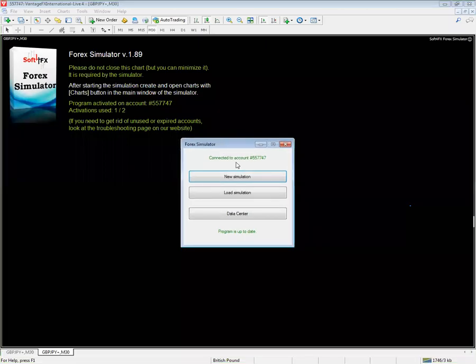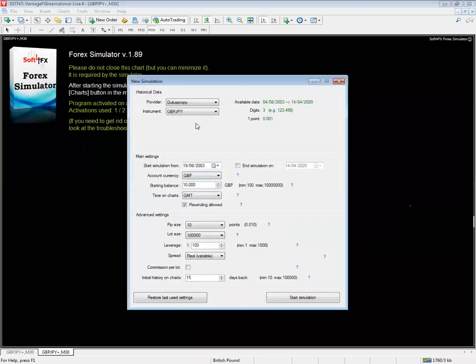All right, cool. So what we'll do is we'll probably start a new simulation. Yeah, we'll do a new one. All right, cool. So GBPCAD, and we'll go with a 10,000 starting balance, yeah, that'll do.